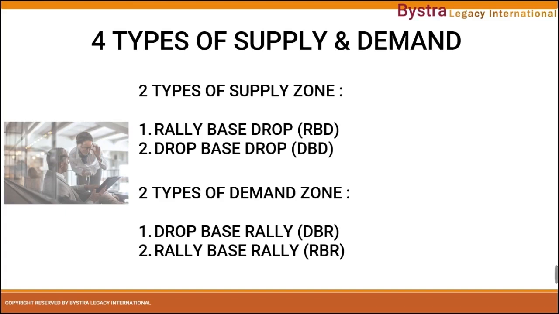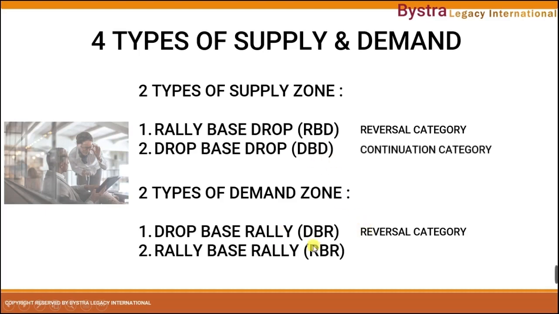Okay, so next, 2 of these are reversal and 2 of them are continuation. Do you want to take a guess? Let's try this. The Rally Base Drop (RBD) falls under the reversal category. The same goes for Drop Base Rally, which falls under the reversal category, whereas the Drop Base Drop and the Rally Base Rally are the continuation category. Simple, isn't it? Remember this, guys, don't get confused between the reversal and the continuation of the S&D base.